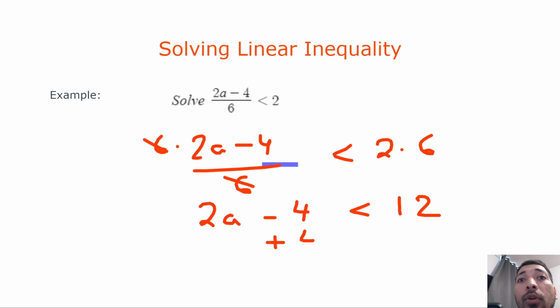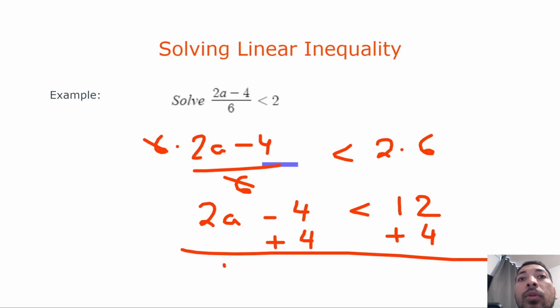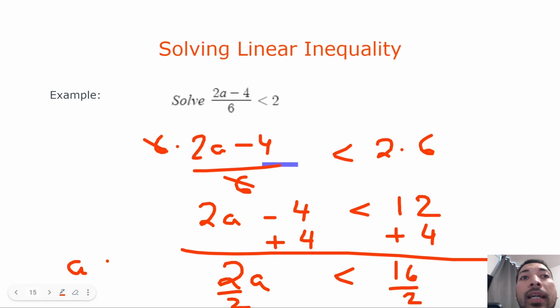Now we can take this 4 to the other side. We add 4 on both sides. We get 2a less than 16. Now we divide both sides by 2. We get a less than 8. Awesome.